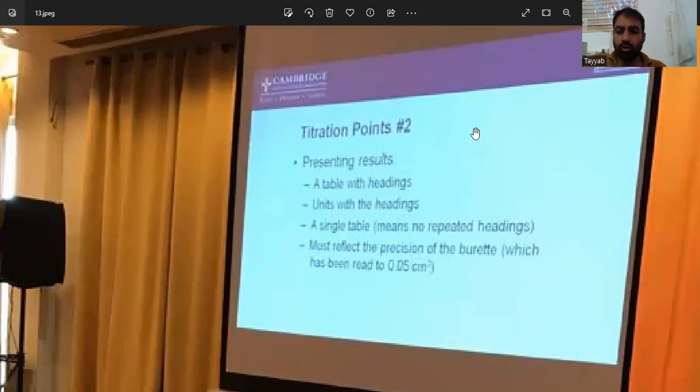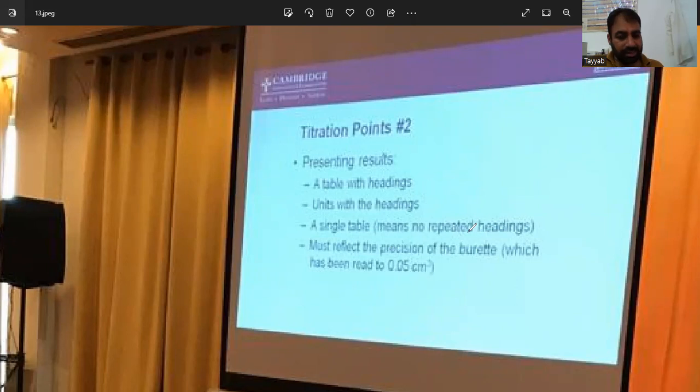Titration point number 2, presenting results: a table with headings. Yes, proper headings should be there, that is, final volume, initial volume, with units in the headings. You will see in my drawing that there are units. This is strongly advised: instead of putting units after every reading, put the unit with the heading. A single table means no repeated headings.